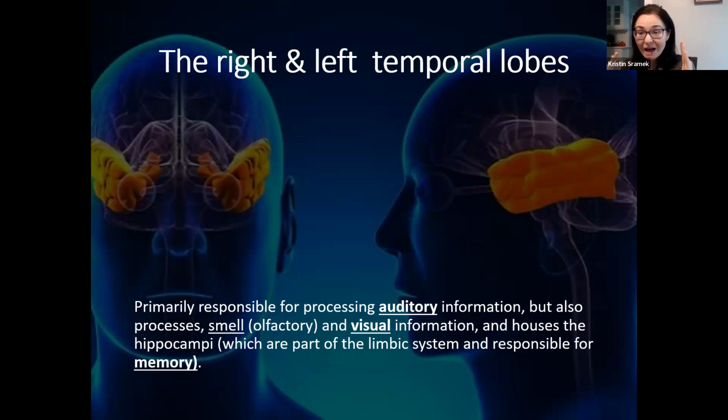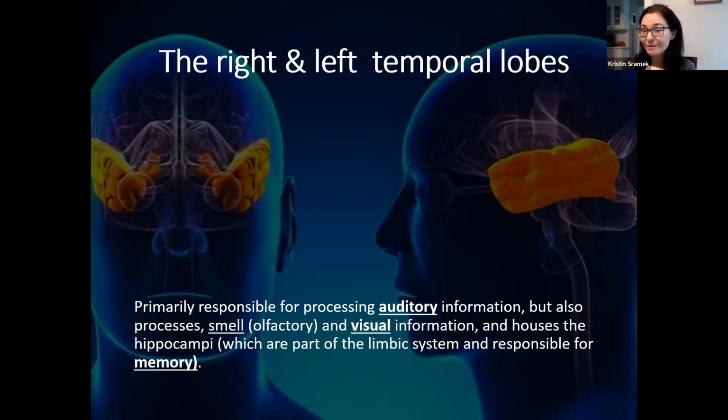There's this thing called contralateral processing. So the information that is received in your right ear is actually processed in your left temporal lobe, and vice versa. There's a lot of this that happens with the body, but this is just one of the examples. Nonetheless, the temporal lobe is responsible for auditory information. It also processes some smell, some visual information, and its big one is it houses the hippocampi.